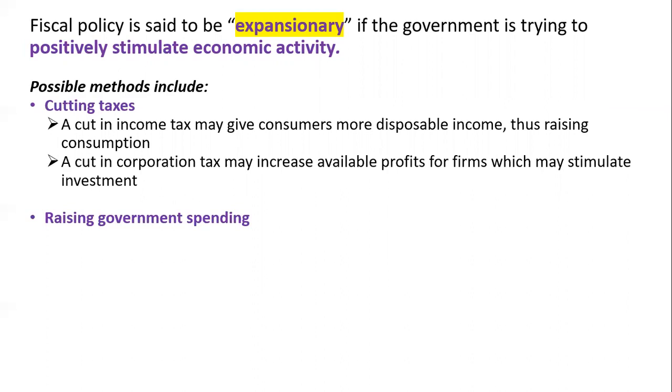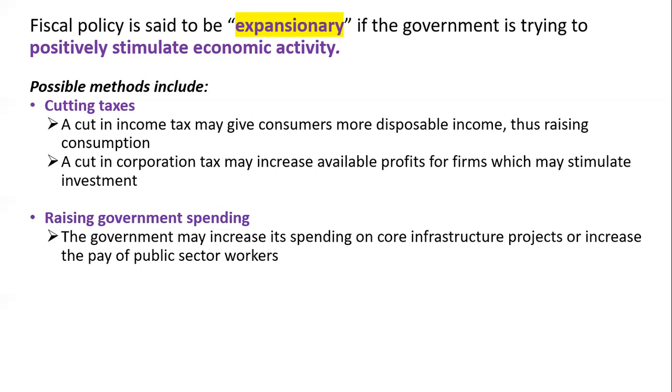We could also look at raising the levels of government spending. The government may increase its spending on core infrastructure projects or increase the pay of public sector workers. So governments could build new schools, new hospitals, they could build new roads, new airports, for example, to improve that flow and that mobility of labour across the UK. They could look at increasing the pay of public sector workers, pay teachers, doctors, nurses, for example.